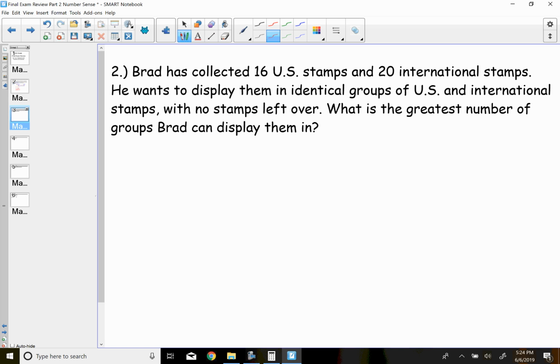Next question, Brad has collected 16 U.S. stamps and 20 international stamps. He wants to display them in identical groups of U.S. and international stamps with no stamps left over. What is the greatest number of groups Brad can display them in?